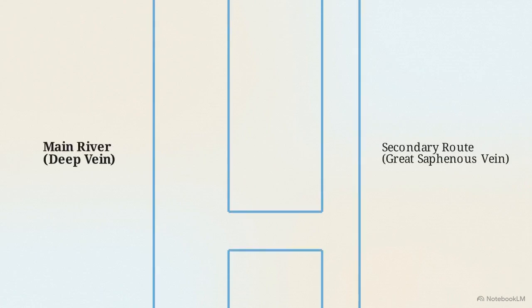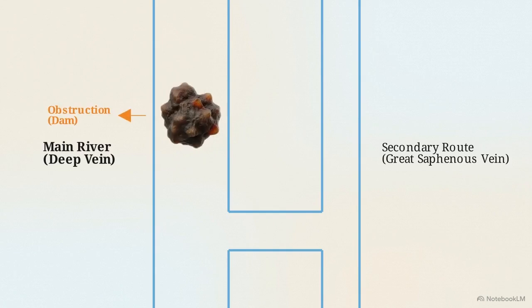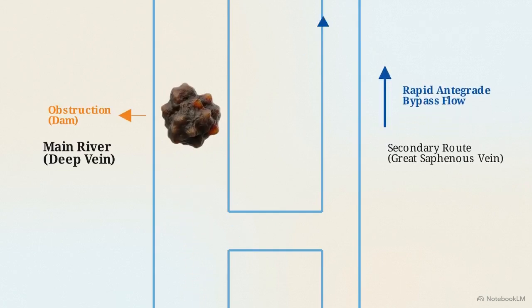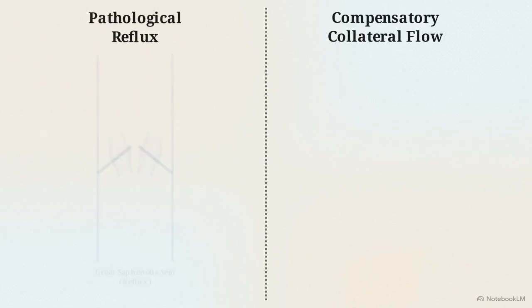Think of a post-DVT leg as a plumbing system, where the main river has been blocked by a dam. When the deep venous system is obstructed by a prior clot, blood is forced to reroute and find a secondary escape route through the Great Saphenous Vein, or GSV. Visually, you are looking at two distinct states.